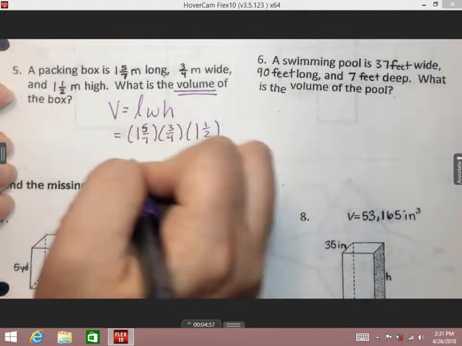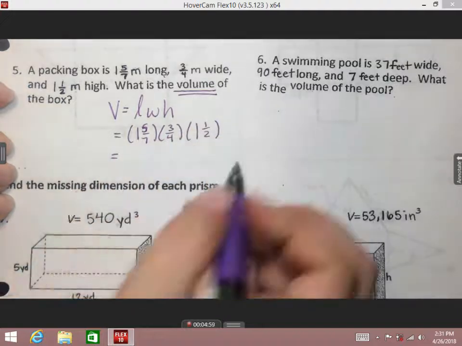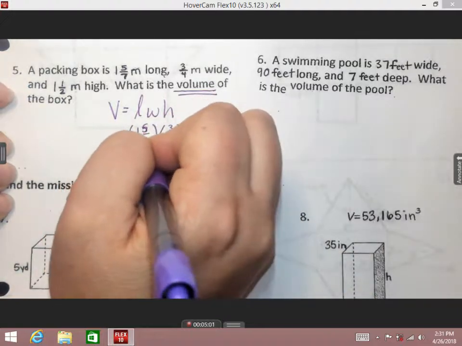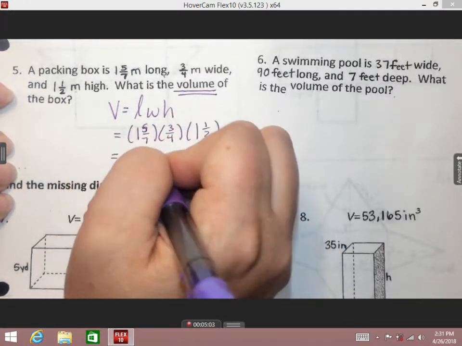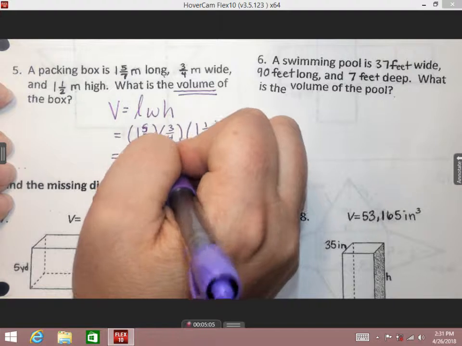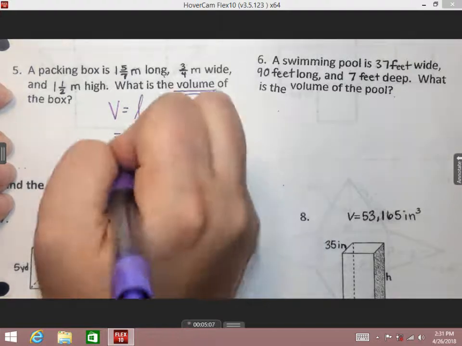All right. Once I type those in, please make sure you can type those fractions into your calculator correctly. I get 1 13/14 meters cubed.